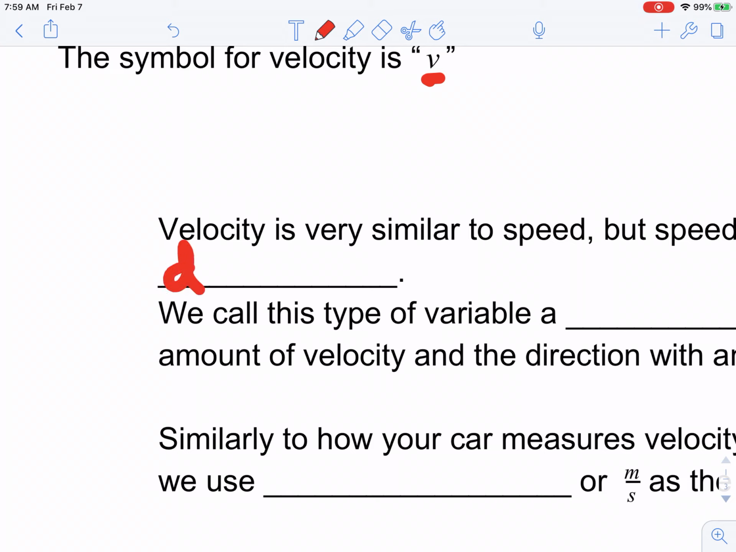We can show the amount of velocity and the direction with an arrow. So if we look at this guy who's running to the left, hey, I missed my bus, I gotta run. He's running, but he's not going that fast. Look at that form, that's bad form. So I'm going to say that he's going to the left.